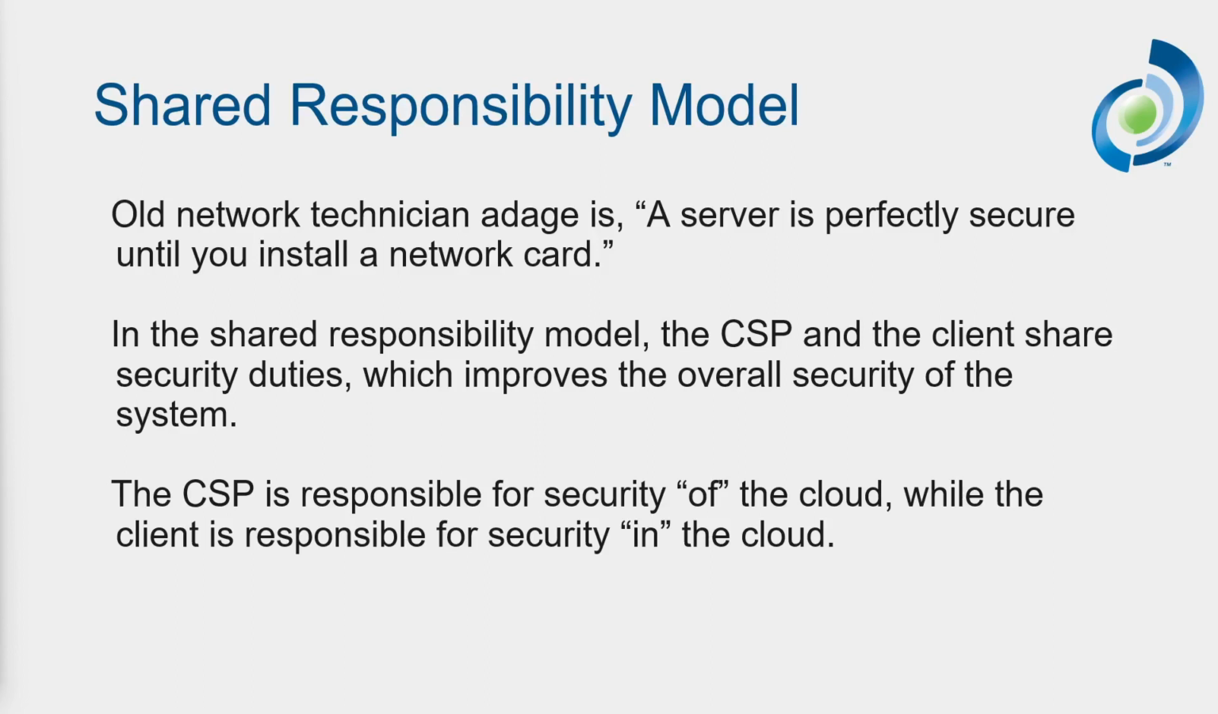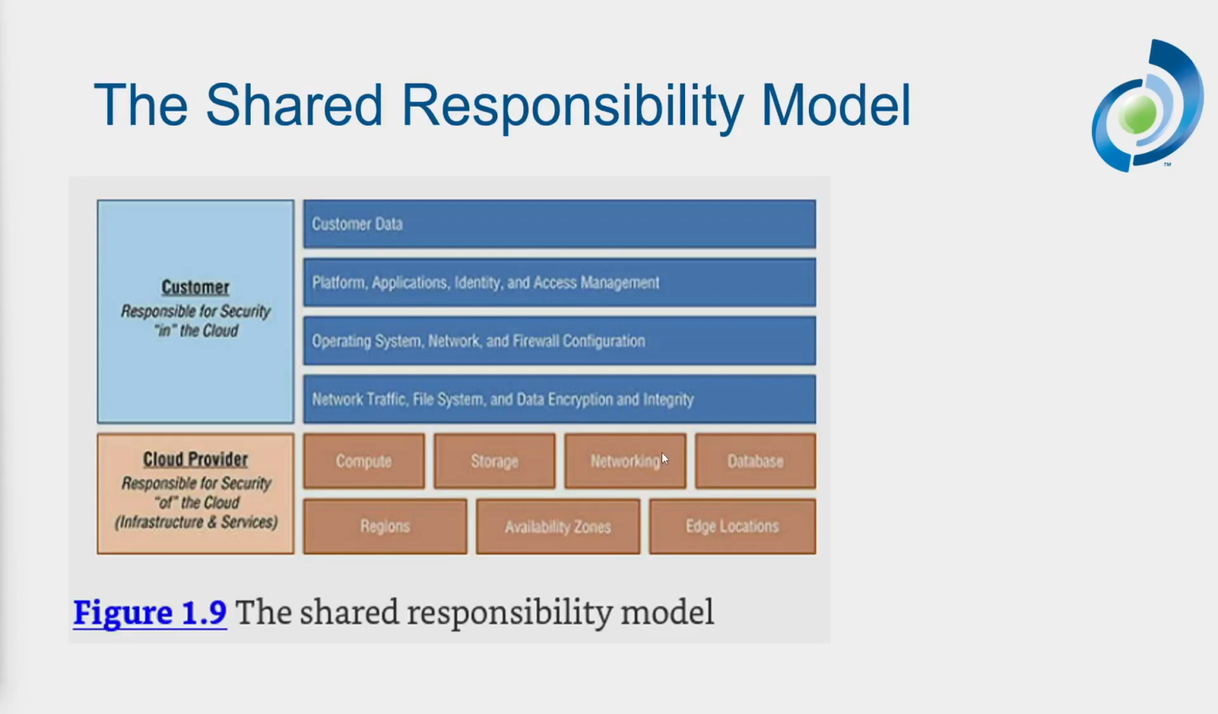And then as soon as you try to do some things in here and on your server, you're going to run into problems. So in the shared responsibility model, the CSP and the client share security duties, which improves the overall security of the system. And the cloud service provider is responsible for the security of the cloud, while the client is responsible for security of what's in the cloud.